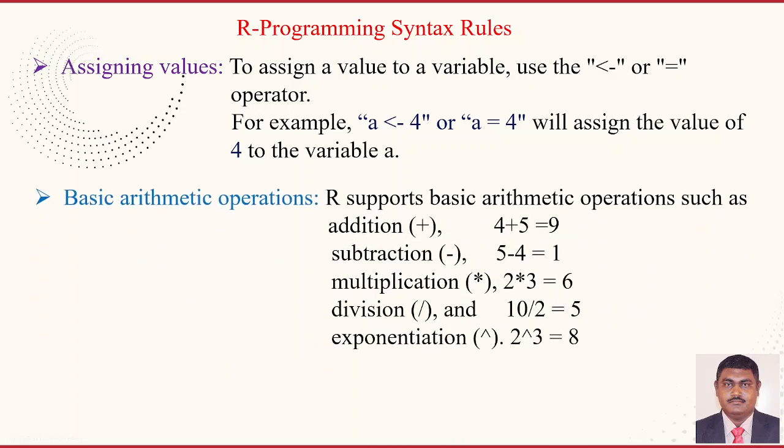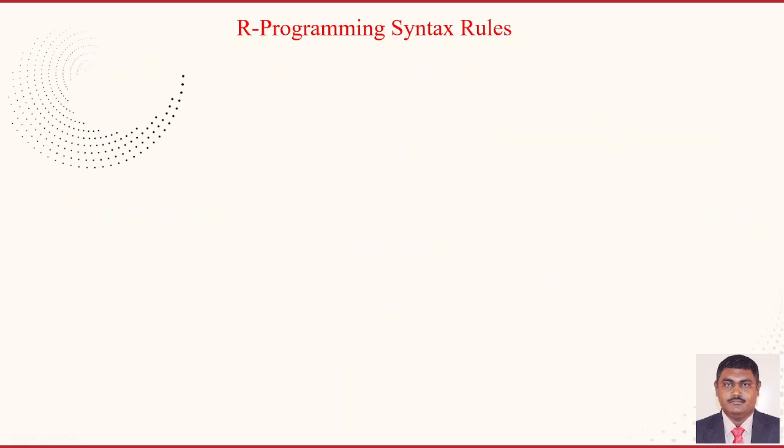What are the basic arithmetic operations used in the R language? R supports basic arithmetic operations such as addition, that is 4 + 5 is equal to 9. Subtraction, 5 - 4 is equal to 1. Multiplication, the star, 2 * 3 is equal to 6. Division, slash, 10 / 2 is equal to 5. And exponentiation, 2 to the power of 3, we can write 2 ^ 3, that indicates 2 to the power of 3, which is equal to 8.